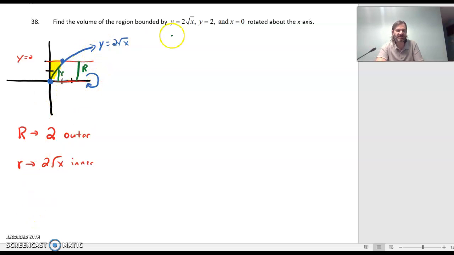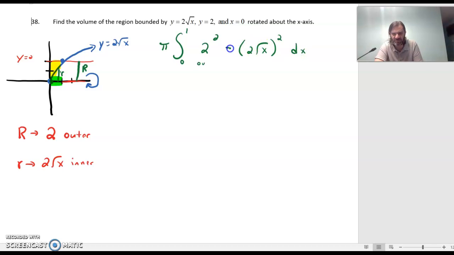So think about that rotation, but let's go ahead and set it up. So pi times the integral. So for x, it looks like it's going to go from 0 to 1 in this little region down here. Okay, so from 0 to 1. And then what do we have? We have the outer radius of 2, and that'll be squared, minus the inner radius of 2 square roots of x, and that'll be squared dx. So here's the outer, the big R, and here's the inner, the little r.